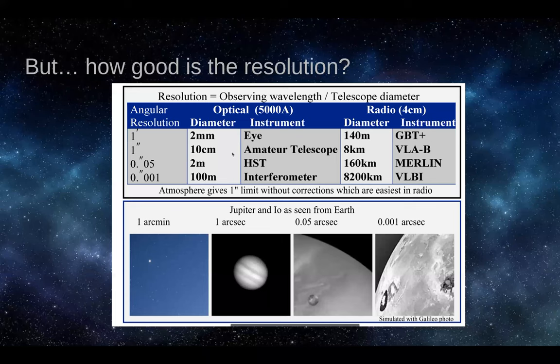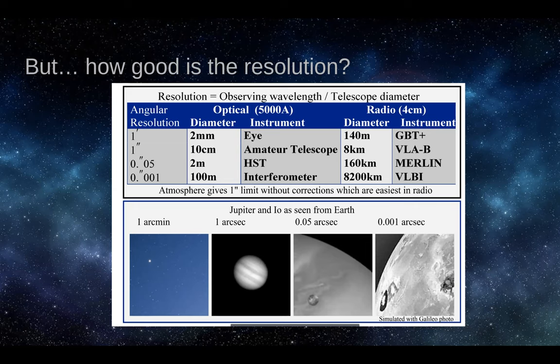The Hubble Space Telescope is about 10 times better resolution than the eye. It's capable of doing 0.05 arc seconds, and that has an optical aperture of about 2 meters. That's equivalent to a radio telescope about the size of the United Kingdom. Merlin is a telescope in the UK, so it's basically equivalent to that.